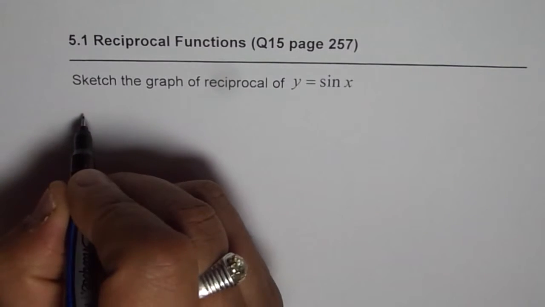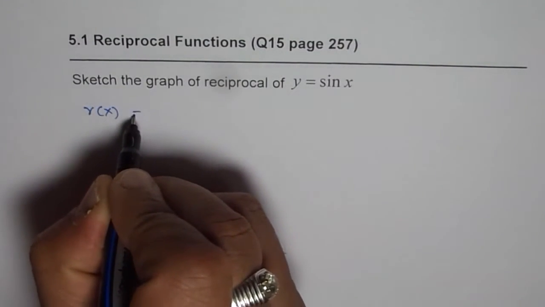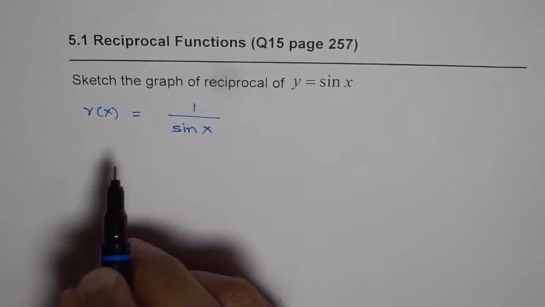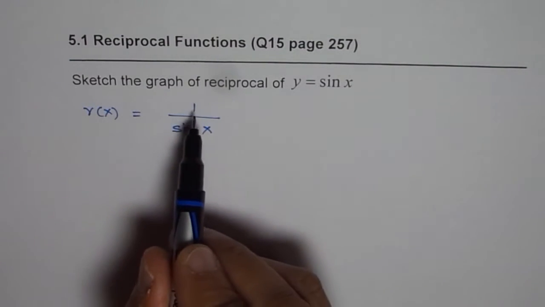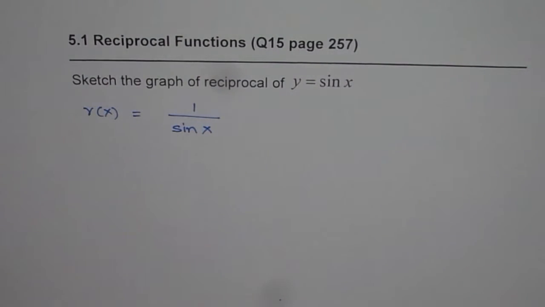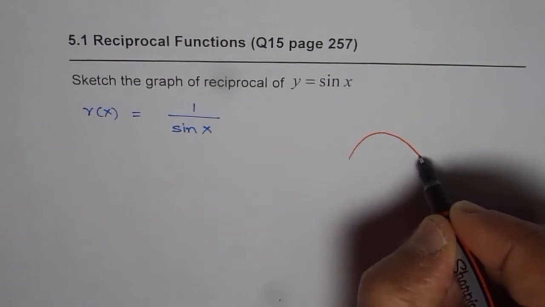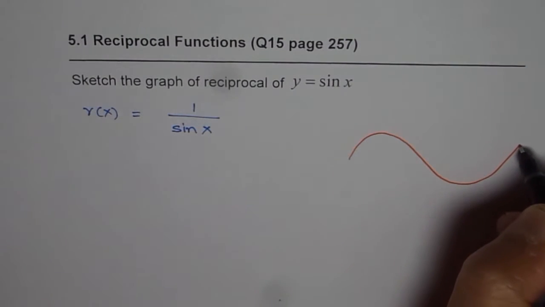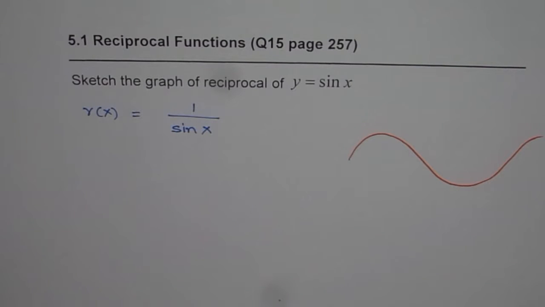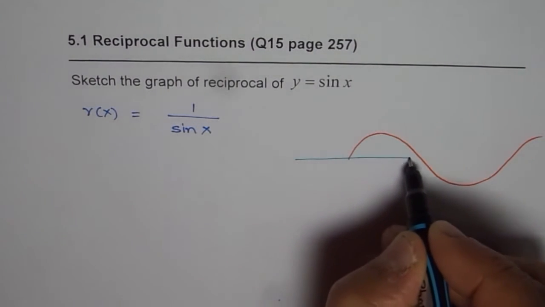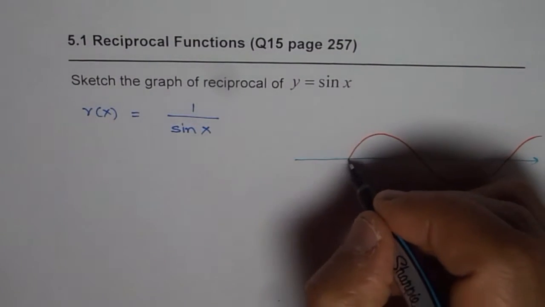So the reciprocal of sine x, let me call this function r of x, is equal to 1 over sine x. So from the graph of sine x, we will sketch the graph of the reciprocal function 1 over sine x, correct? To begin with, let me make a very rough sketch here. Let's start with a sine wave. It continues forever, but we'll consider one wave, and then you can think of repeating the same thing. So let us say this is our sine wave. Let me draw the x-axis like this, and the y-axis starting from here.